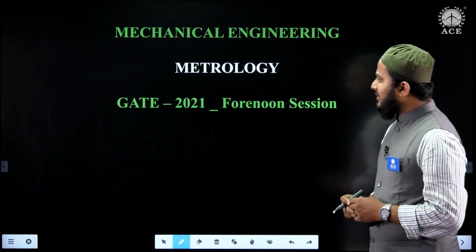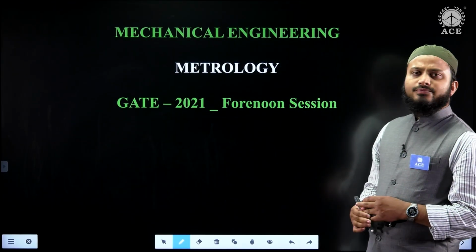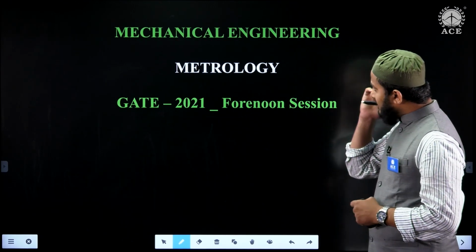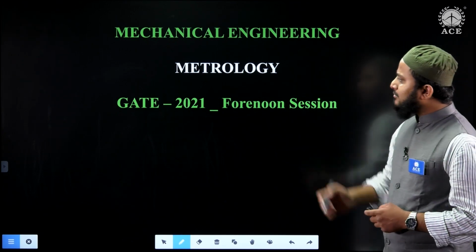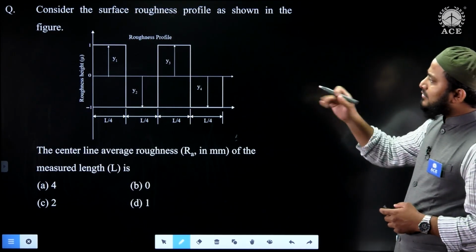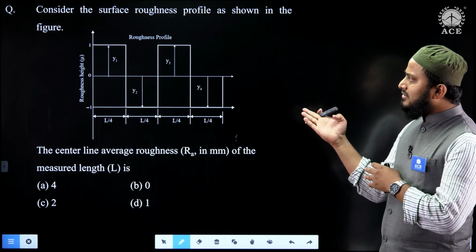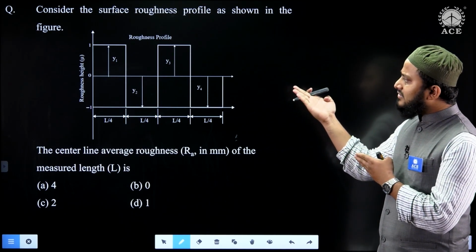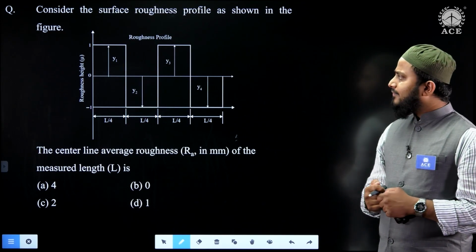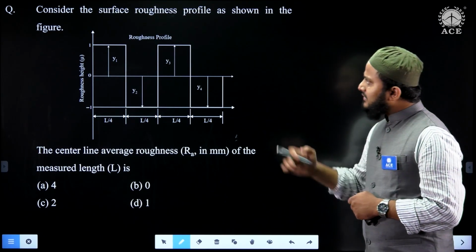Let's solve GATE 2021 numericals. As in this year, if you notice in the forenoon session of the mechanical paper, there was one question from metrology. That too, you might notice if you are my student, in my class notes there are various similar types of questions we have. It is from the surface finish.